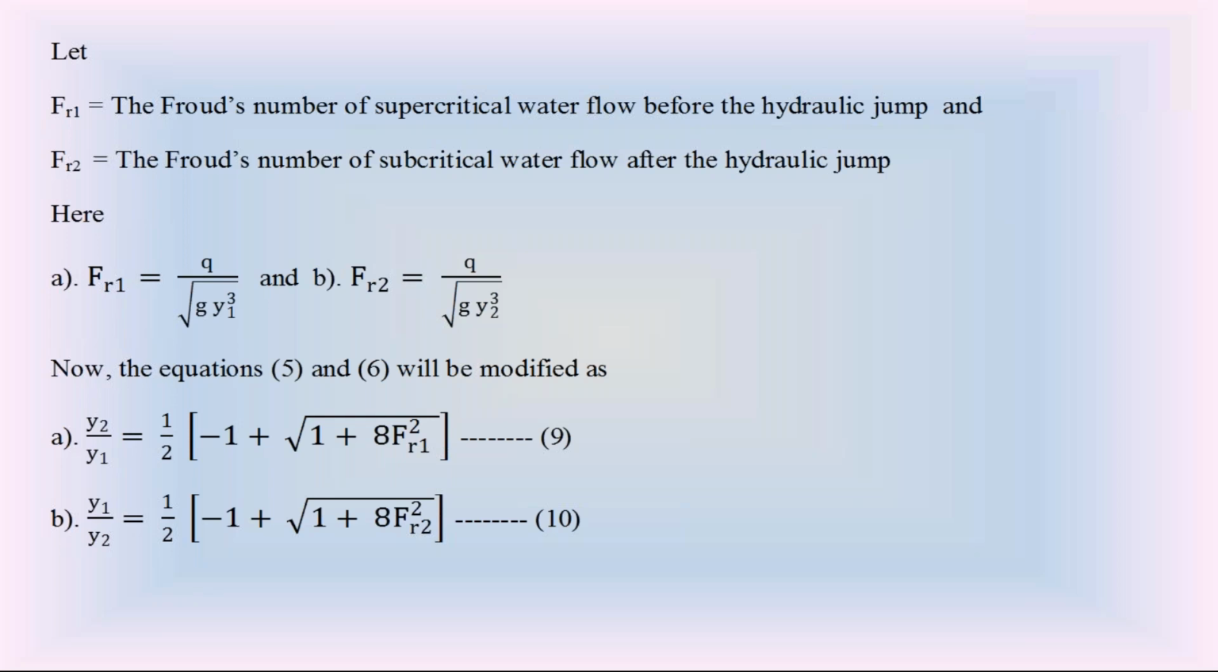And the Froude number q by root g y1 is the Froude number Fr1 at section 1. And the Froude number at section 2, Fr2, is q by root g y2. You will get equations 9 and 10. So just the modifications in equation 2. So this is the hydraulic jump in the rectangular channel.